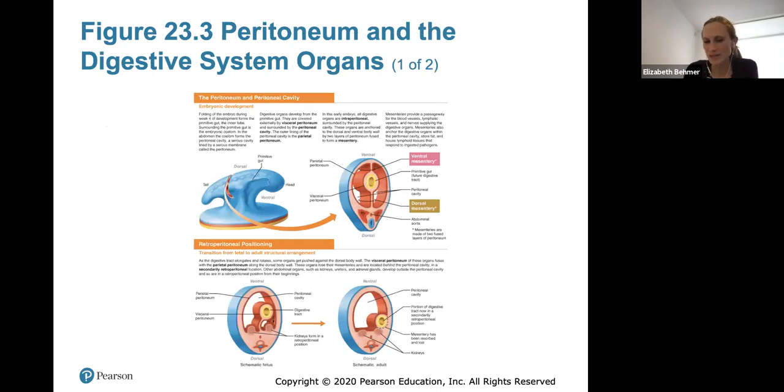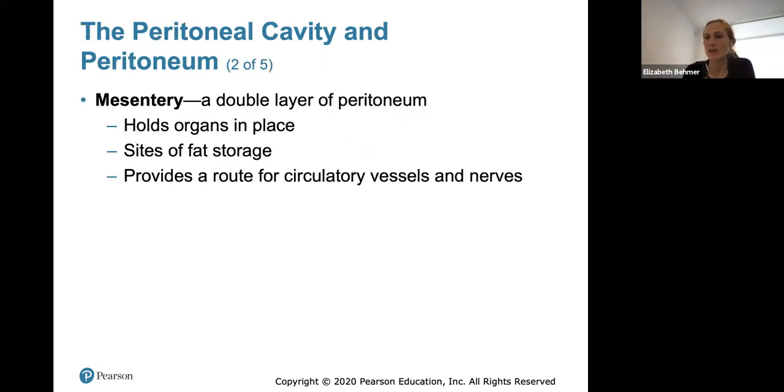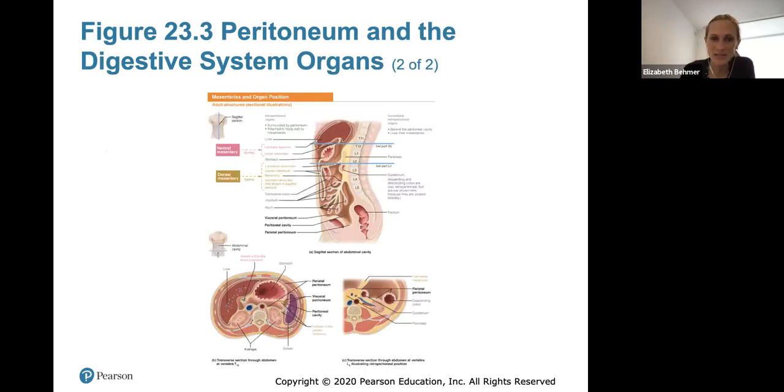I won't ask you guys too many questions about this, but this just shows the idea of the peritoneum during embryological development, the retroperitoneal positioning with some organs moving toward the back. I won't ask you guys too many questions about that. The mesentery is a double layer of the peritoneum that does hold organs in place. It's a site of fat storage and provides a route for circulatory vessels and nerves. So here you can see the peritoneum and then the digestive system organs and how they lie.